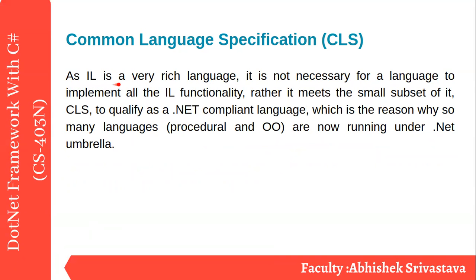Microsoft intermediate code is a very rich language. It is not necessary for a language to implement all intermediate language functionality. Rather, it needs only a small subset, the CLS, to qualify as a .NET compiler language. It means it meets a small subset, not all of the guidelines given by Microsoft. That is the reason why so many languages, procedural or object oriented, are now running under the .NET umbrella.